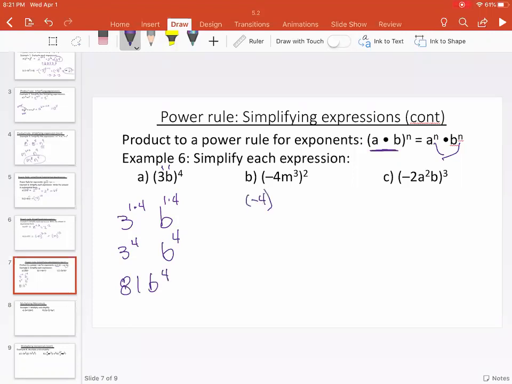Each number, each component inside multiplied by the number outside. So I have -4 squared and m to the 6. -4 squared is 16. Okay?